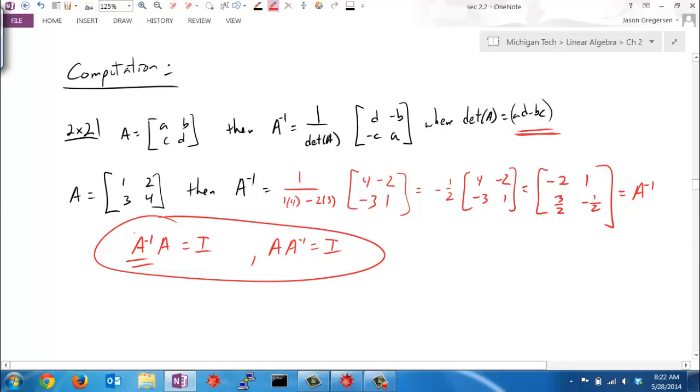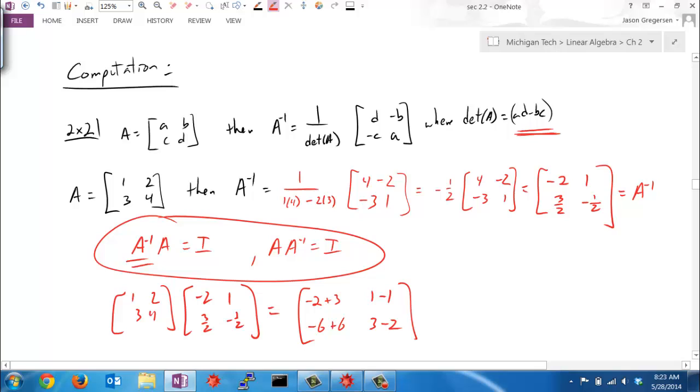That's true. So when I calculated this piece, that should hold. So I should be able to take A, which is this thing, times my inverse matrix, and I should get back to identity. So we'll chug this thing out real quick. This will give me negative 2 plus 3, negative 6 plus 6, 1 minus 1, and 3 minus 2. Which sure enough simplifies to 1, 0, 0, 1. And really I should check it the other direction as well, but I'm pretty happy at this point.